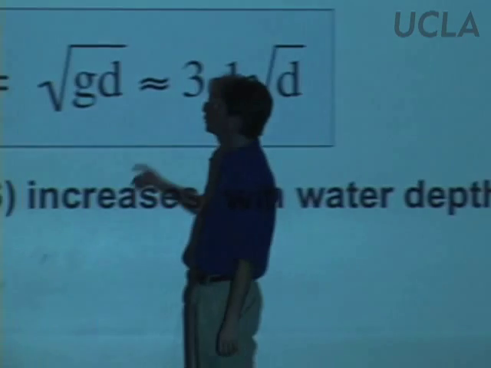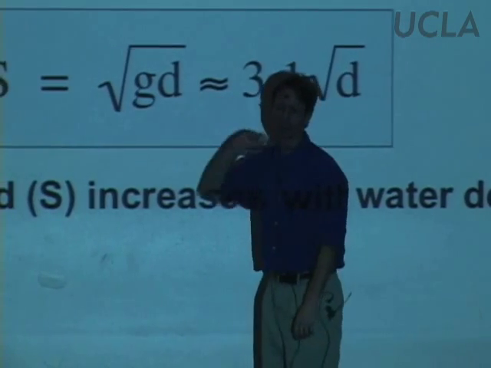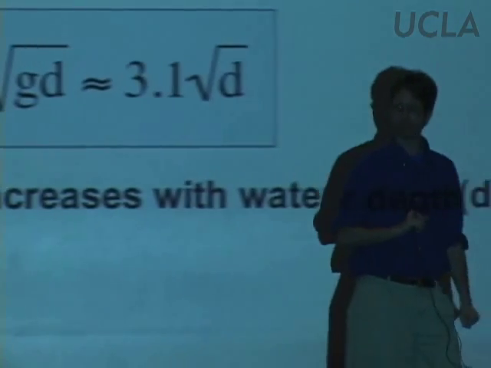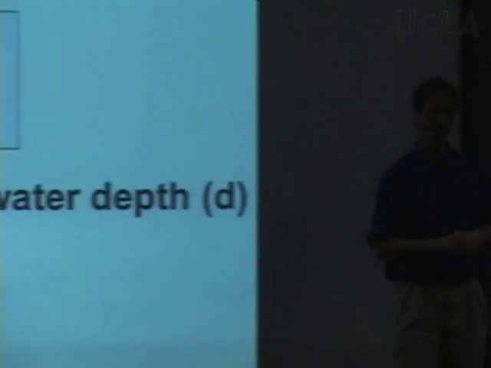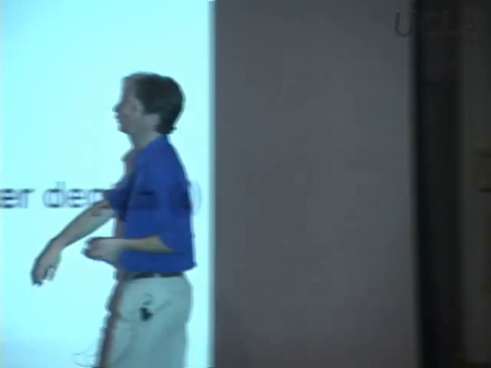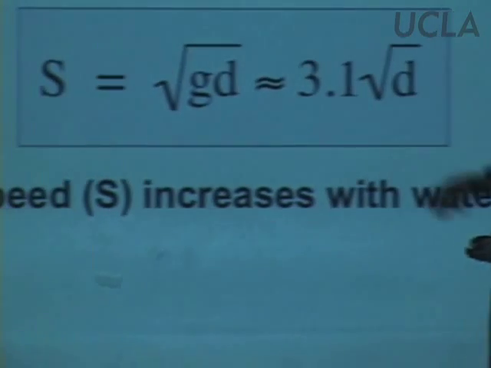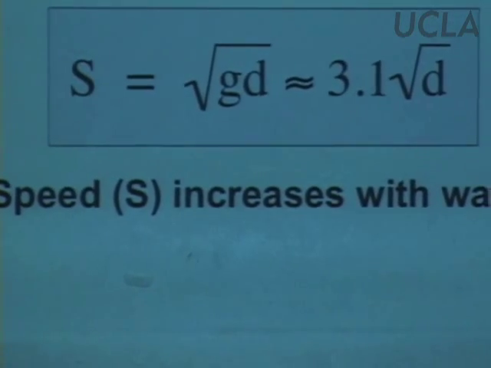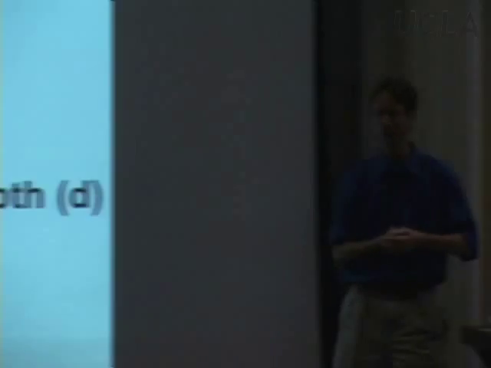Shallow water waves are totally different. The speed of a shallow water wave goes as the square root not of the wavelength, but of the water depth. And g here is the acceleration of gravity, which is in meters per second squared units, about 9 or 10. So we can pull that out. Square root of 10 is about 3.1. So the speed of a shallow water wave goes as something like 3 times the square root of the water depth in meters.